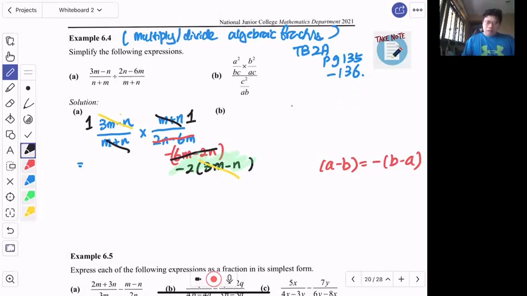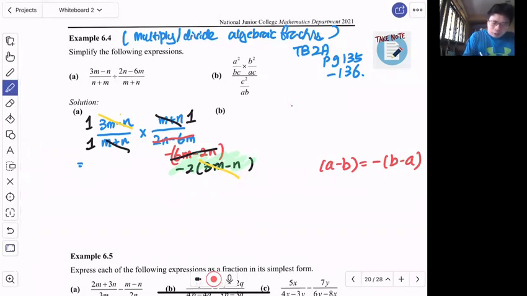So here, nothing left. I'm left with a 1. And you can see that what is left at the numerator is like a 1.